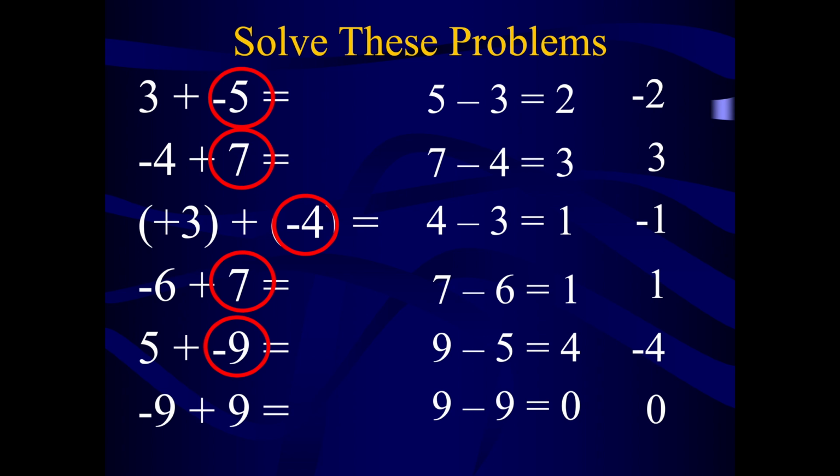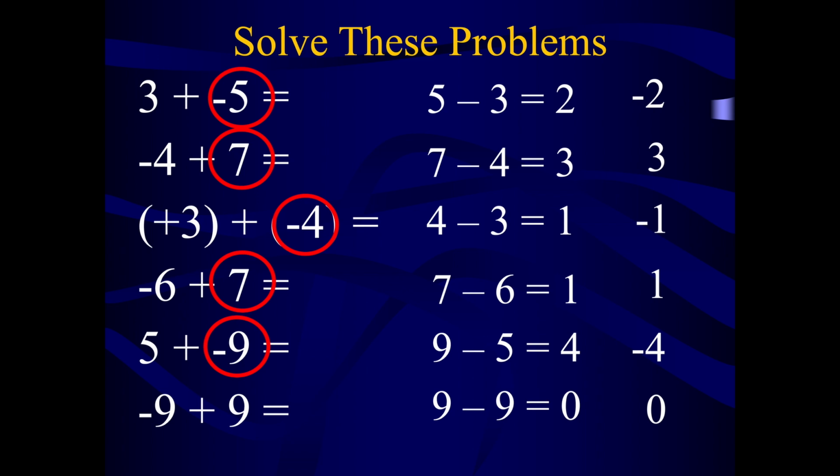It is positive. Our answer is going to be positive. We subtract the smaller number, which is 6, and it leaves us with 1 as our answer. On the next one, the larger number is negative 9. Our answer is going to be negative. We subtract the smaller number from the larger number, leaving us 4. We have to add the negative sign, and it becomes negative 4.